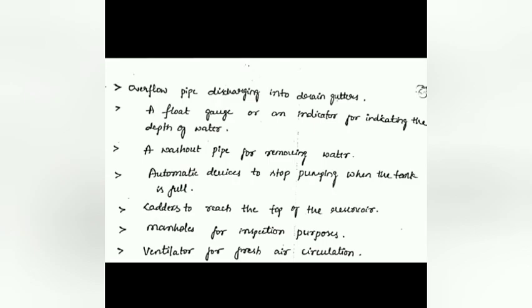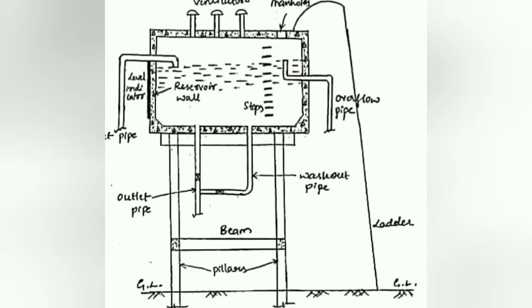And other things provided are the overflow pipe discharging into the drain gutters, a float gauge as an indicator of the water depth, a wash pipe for removing water, automatic devices to stop pumping when the tank is full, ladders to reach the top of the reservoir, and a manhole for inspection purposes, and ventilation for the fresh air system. These are some of the extra things that will be provided to this kind of reservoir.